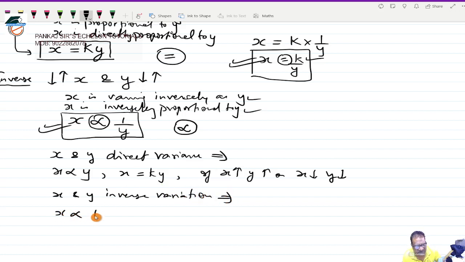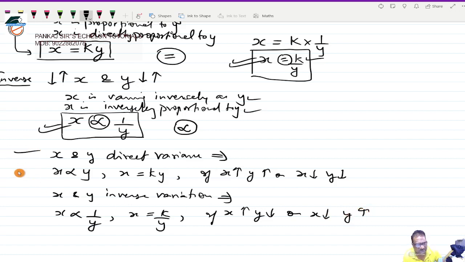You have to write this way: x varies inversely as y. Okay, x equal to k upon y. Meaning is if x increases, y decreases, or if x decreases, y increases. So this is to summarize. Okay, 1 2 3 4, right? I hope you have understood the concept now.